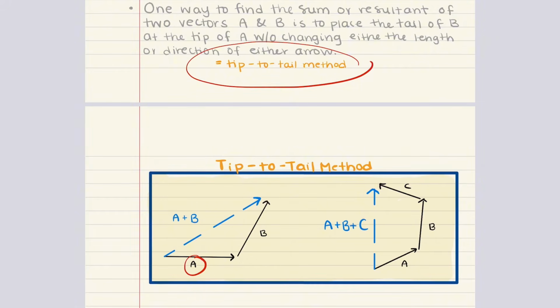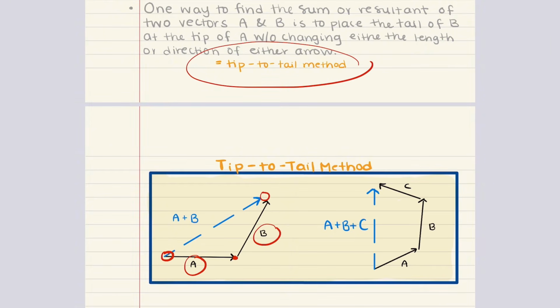You're going to draw it on a coordinate plane or a piece of paper, maintaining the correct scale and direction. The second step is then to place the tail of the second vector, let's call it vector B, at the tip of vector A. Ensure that vector B is also drawn to scale and in the correct direction. Then the final step is to just draw the resultant vector, and the resultant vector is drawn from the tail of vector A to the tip of vector B.